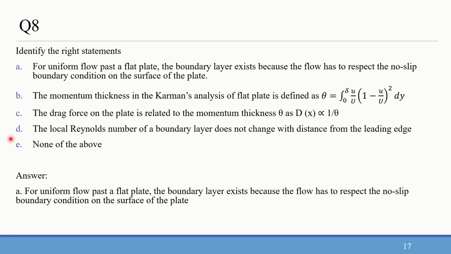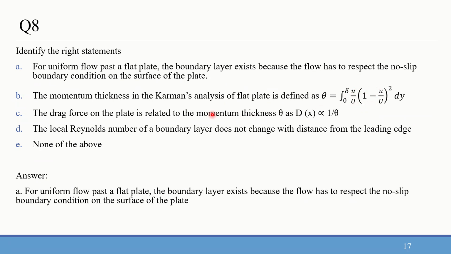Now we'll go and read the question once again. Now it will make sense. For the uniform flow past a flat plate, the boundary layer exists because the flow has to respect the no slip boundary condition on the surface of the plate. So this is a true statement. Second statement, what is given? The momentum thickness in Karman's analysis of flat plate is defined as theta is equal to integral of u by U into 1 minus u by U the whole square dy, integral from 0 to delta. What is wrong here? Square should not come. So that is the false factor in the statement.